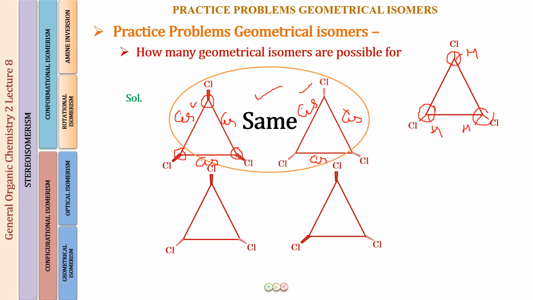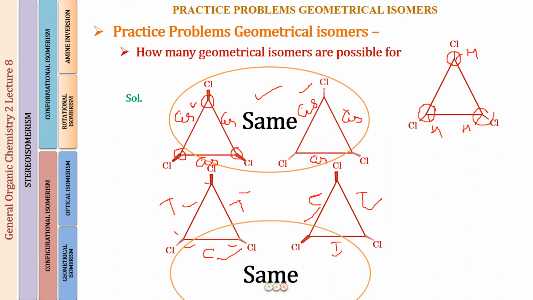Now the next, let us see this one. Here we have a wedge and a dash, so this is going to be a trans. This is a dash and a dash, so this is going to be a cis, and this is a wedge and a dash, so this is going to be a trans. Let us look at this one. This is a wedge and a wedge, so this is going to be a cis. A wedge and a dash is going to be a trans, and here it is also going to be a trans, a wedge and a dash. All right. So here what you can see is two trans and one cis, and here also two trans and one cis. So these two structures are identical.